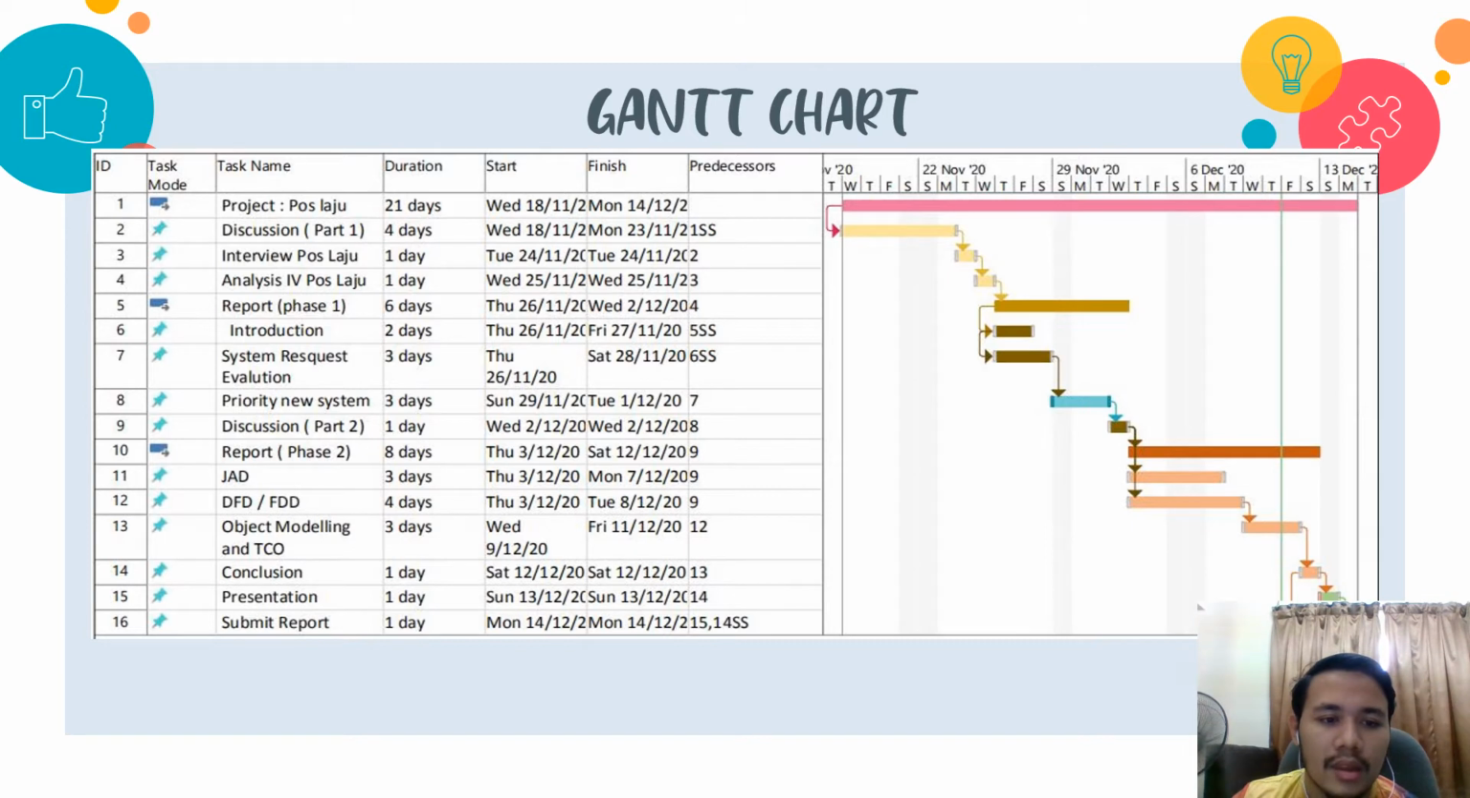Report phase 2 we need 8 days. First, JAD. Second is DFD and FDD. Then object modeling and TCO, and the conclusion. Okay, we go to the next slide.